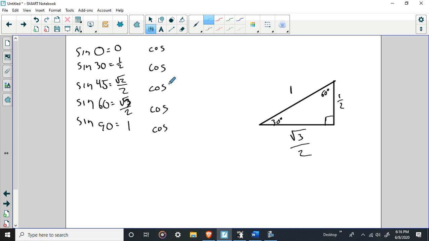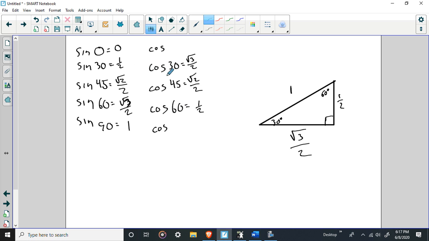Well, again, what do we know here? Cosine of 45 we found in the last one was square root of 2 over 2. So let's do the cosine of 30. Well, that would be the adjacent over the hypotenuse. Square root of 3 over 2. The cosine of 60 is going to be adjacent 1/2 over hypotenuse. So if you notice, these numbers have flipped, yes?